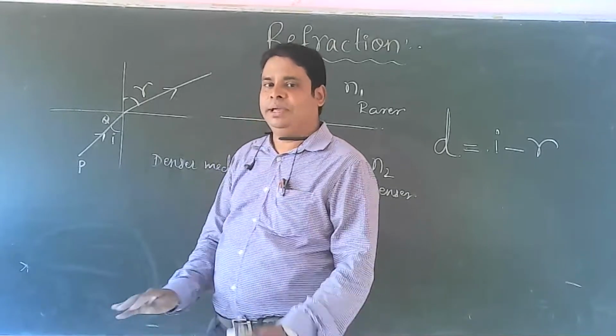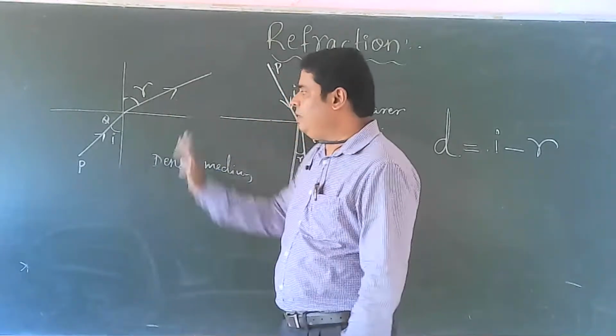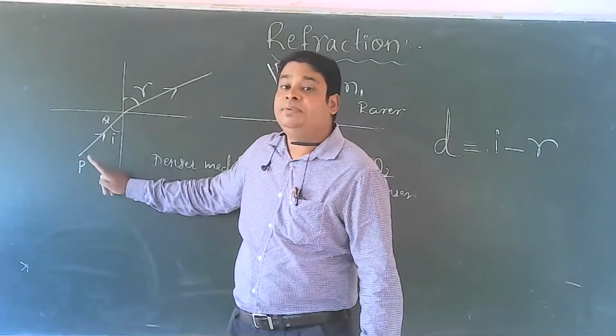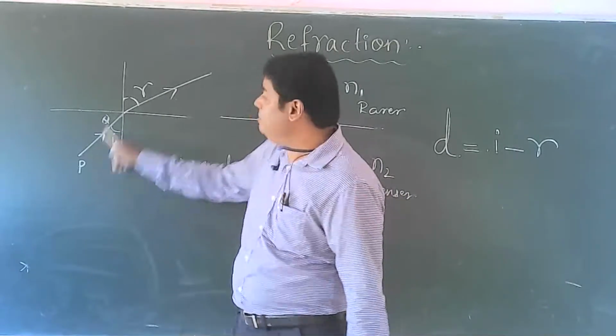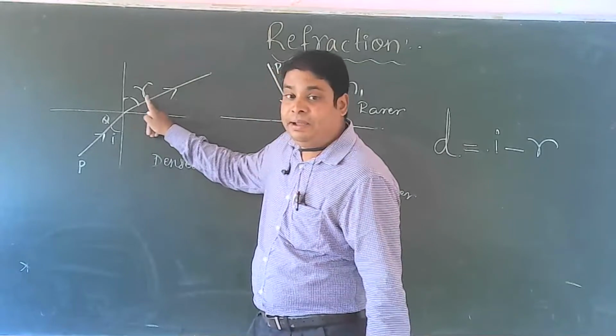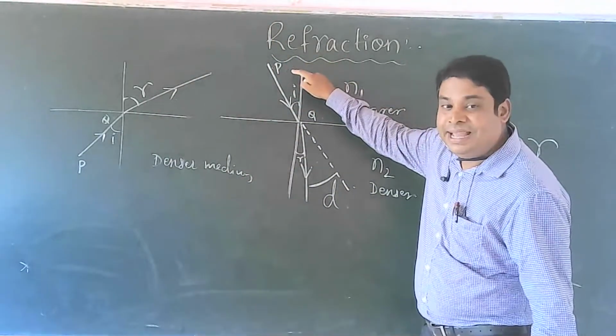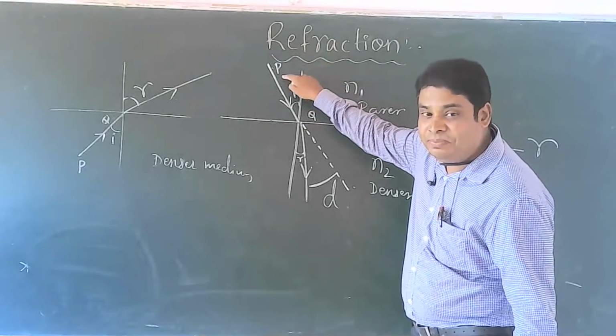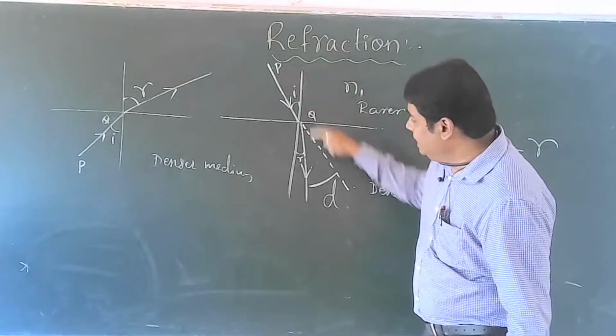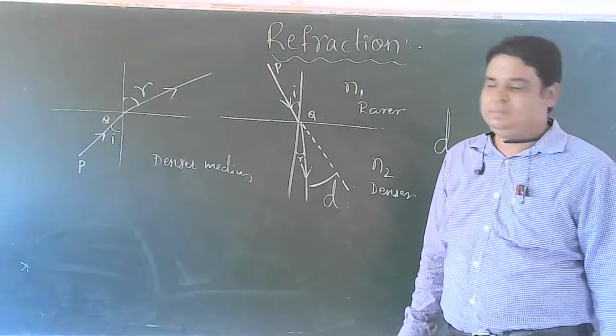Total internal reflection, okay, we will discuss it later. Now, for the time being, imagine a ray of light traveling from a denser medium to a rarer medium: the refracted ray bends away from the normal. If the incident ray is traveling from a rarer medium to a denser medium, then it will bend towards the normal.